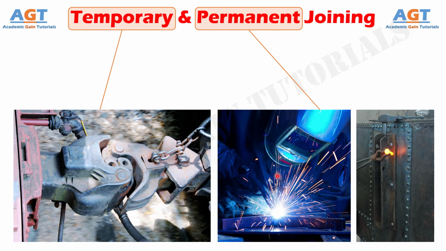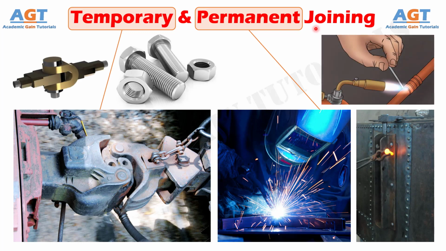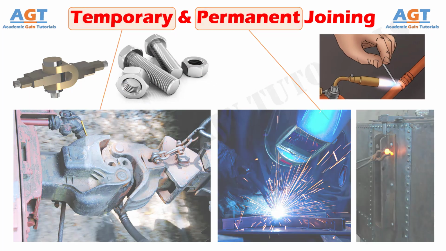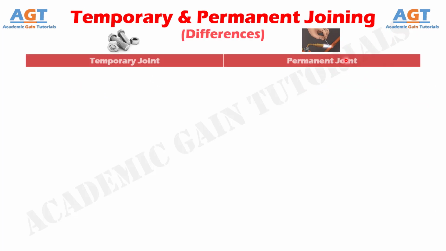There exist various joining techniques in order to assemble a larger variety of materials in innumerable ways. Some of these methods can join components permanently, while others can join temporarily. Accordingly, joining can be classified into two groups, temporary and permanent. So, let's look into the basic differences between temporary joining and permanent joining in a tabular form.